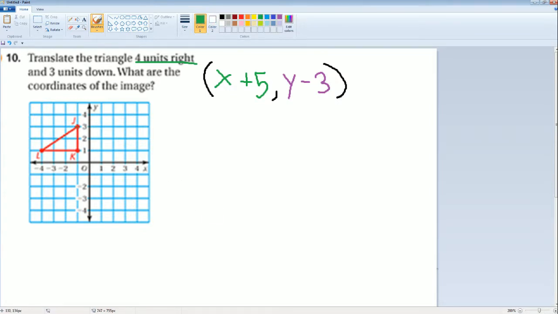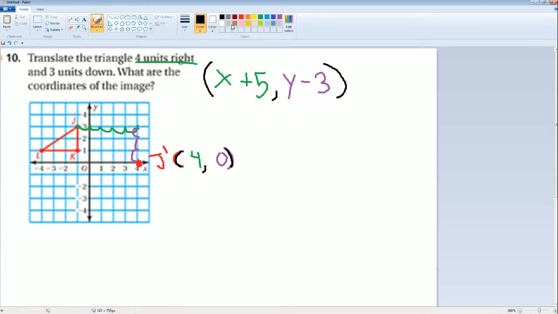So I have this point originally. Then it goes right 5: 1, 2, 3, 4, 5. Then it goes down 3: 1, 2, 3. So this is the new point of J. J prime, that's the new J, in the X looks like that is 4, and in the Y that looks like 0.